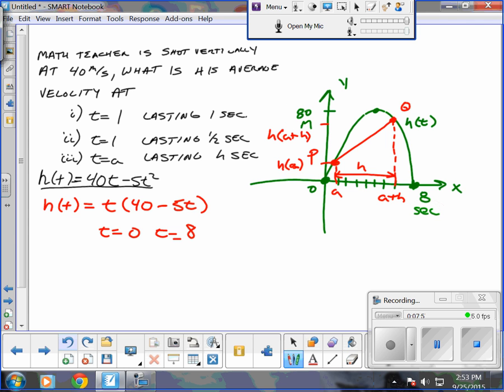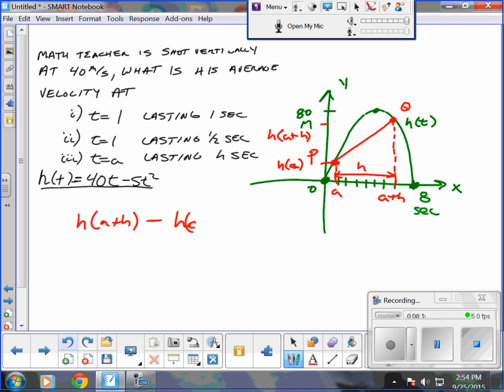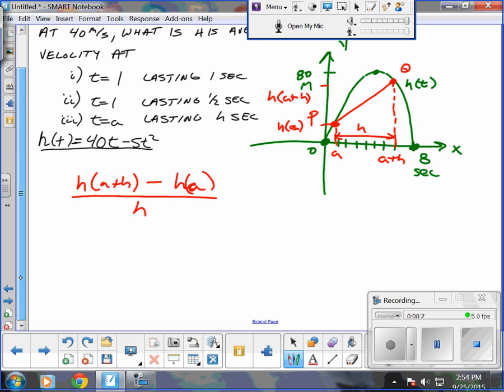Alright, so, didn't need this. Helped me make a really pretty graph. I know 80 because a parabola, once you find that, has an axis of symmetry in the center. Midpoint of 0 and 8 was 4. I put 4 in. Point is, the graph's not needed. What's needed now is this. I want h of a plus h minus h of a, all over h, realizing that this is a function h and this is the lasting time of h, not the same h. Different h's. All right, let's grind it out.